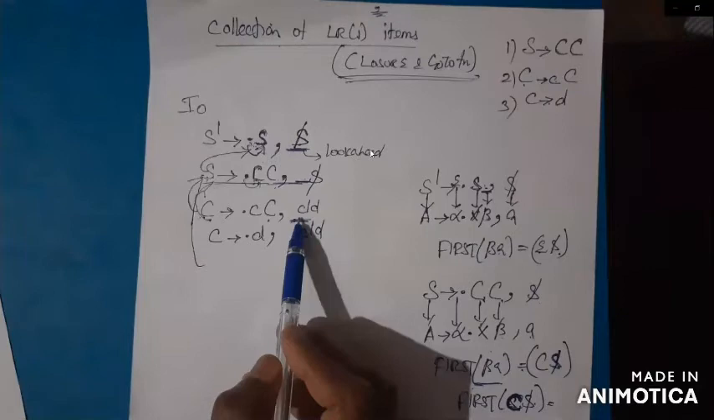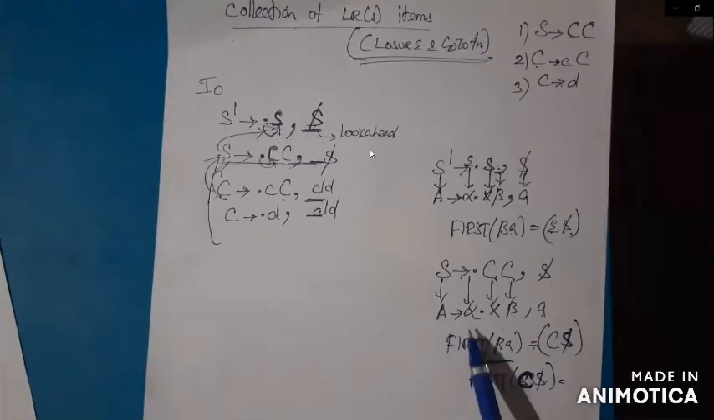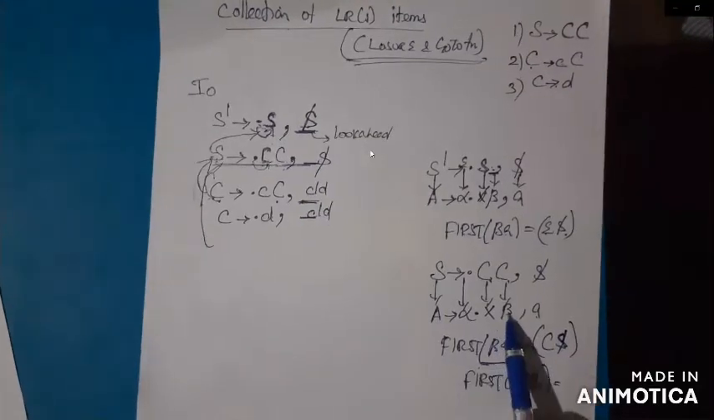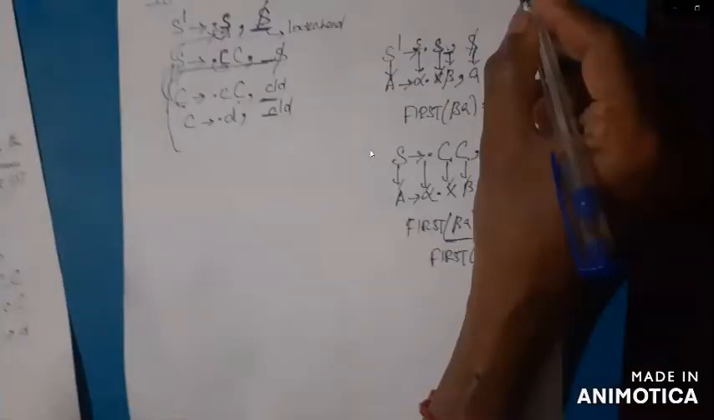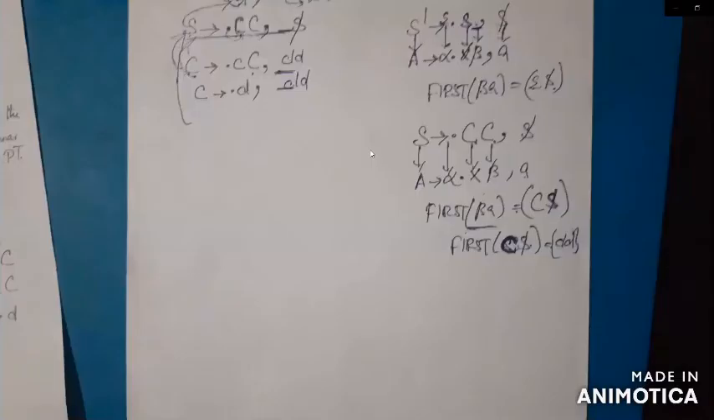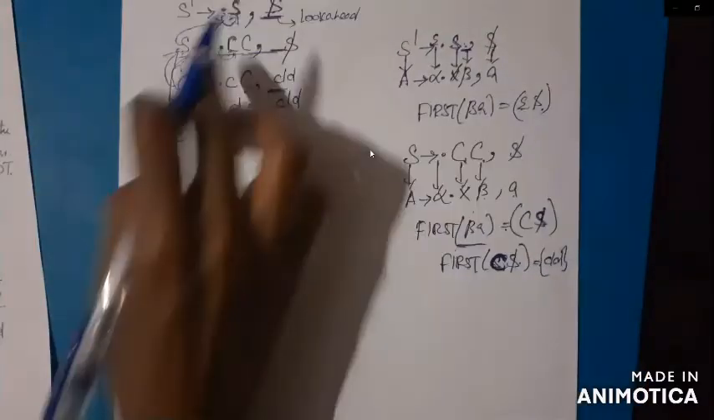So first of A tends to alpha dot X beta comma A. Here beta is capital C, A is dollar. So first of C dollar. What is first of C? Only terminals. So first of C is one for c, another one for d: c, d. You have to write that. Okay. Similar to that, you have to complete the given problems.